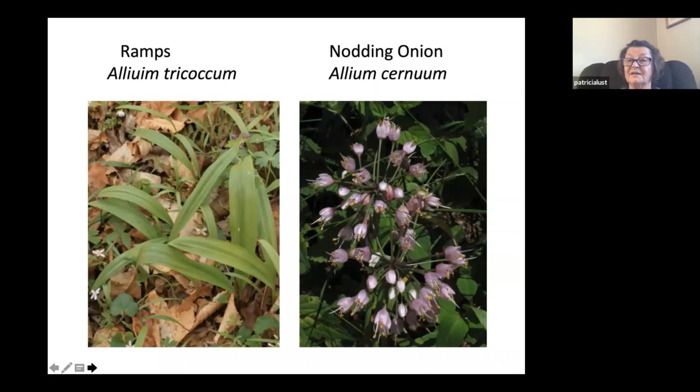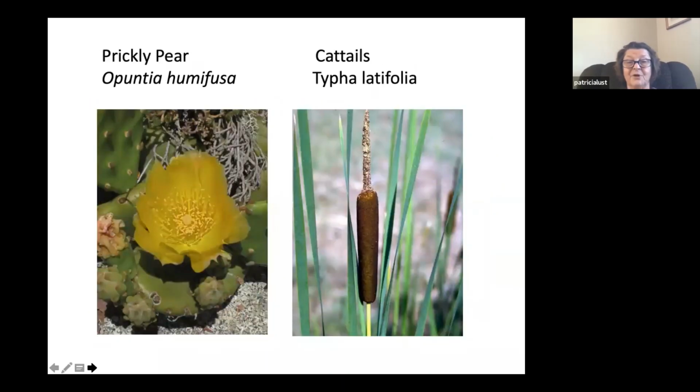Ramps and nodding onions. Actually, these have been coming into popularity with native plant growers lately. I have not actually myself eaten ramps yet, but it's on my list to do. The fruit of the prickly pear is edible. And they tell me that if you get the flower shoot just as it's coming up before it forms a flower, you can use it like asparagus.